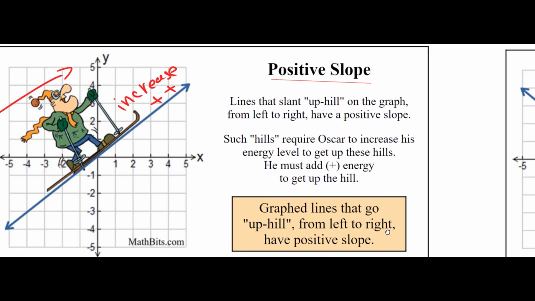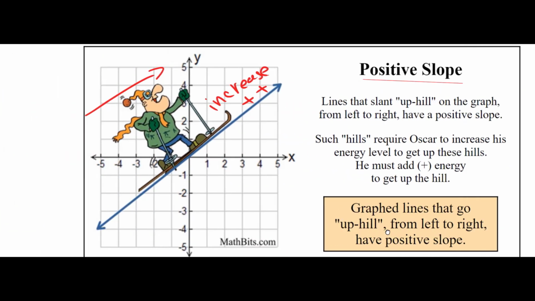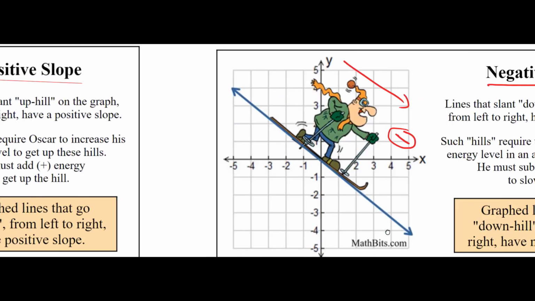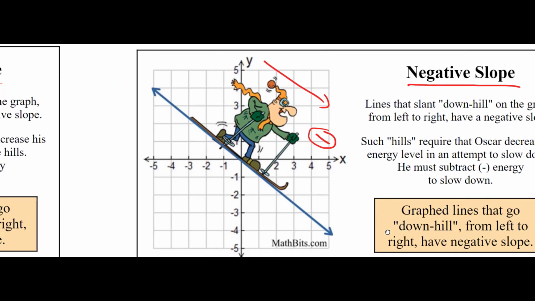Then again, look here. If you go up, you need more energy, then the slope will be positive. If you go down, you decrease your energy. This is a decrease, which means the slope will be negative.